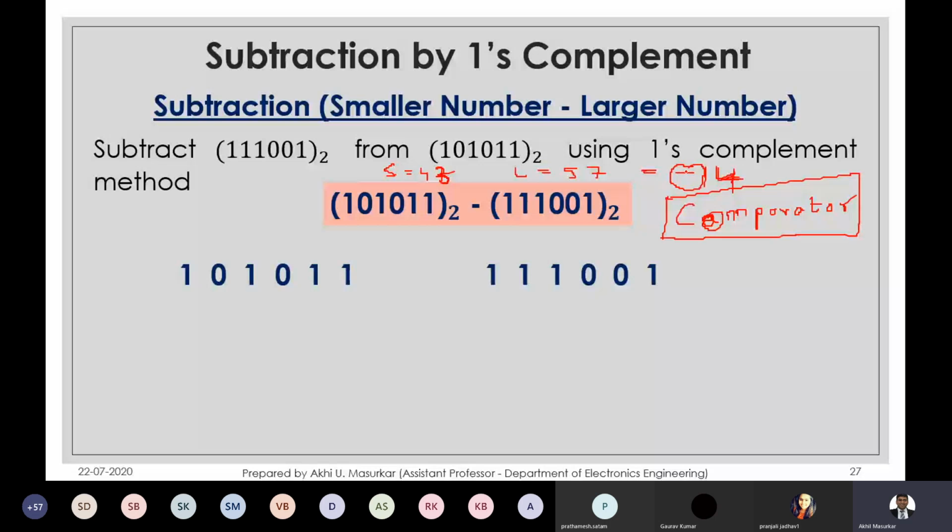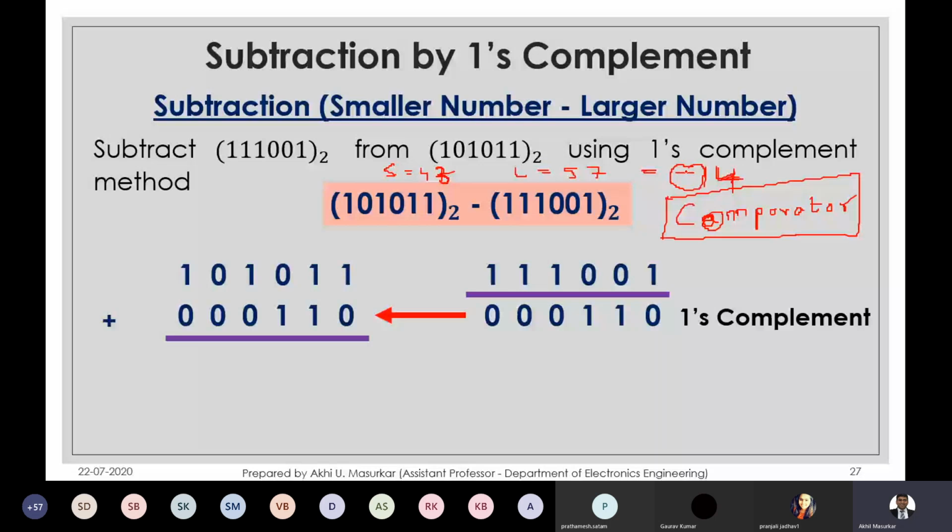So I'm looking at this. So here we have 1, 0, will give me a carry. 1 plus 1 is 0, carry 1. Again 1 plus 1 is 0, carry 1. 1 plus 0 is 1. And then we have 1.